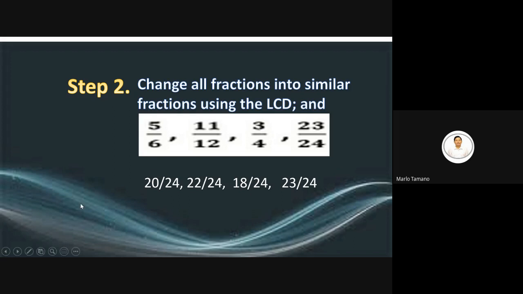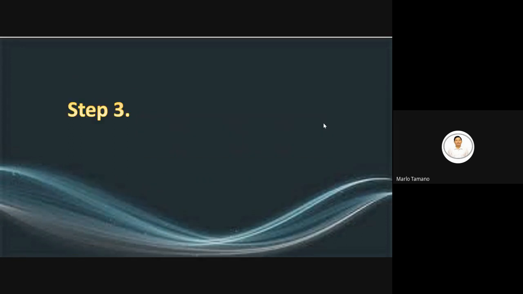Pangalawa sa mababa, yung 5 over 6 po. 5/6. Tatlo, 11/12. And of course, 23/24. And that is step number 3.